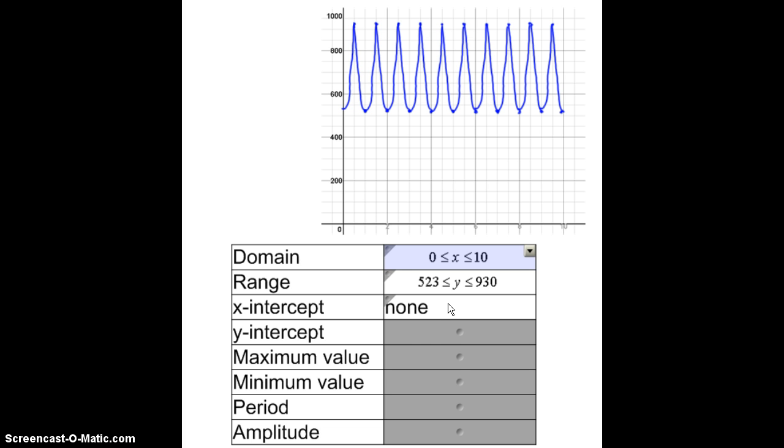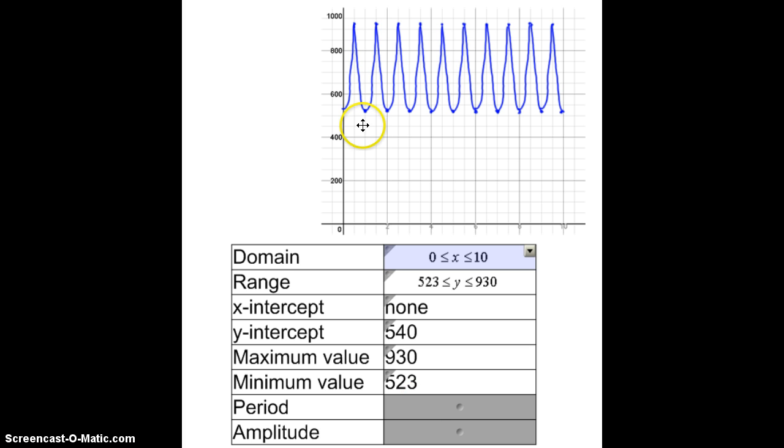The y-intercept, we're guessing, is close to 540. This is the amount of daylight that we would have at the beginning of the 10-year cycle in January. It must be greater than the minimum of 523, so we're guessing that it's maybe 540. But we really don't know because we don't actually have that data. The maximum value is, of course, 930, the amount of daylight in June, and the minimum is 523 minutes.